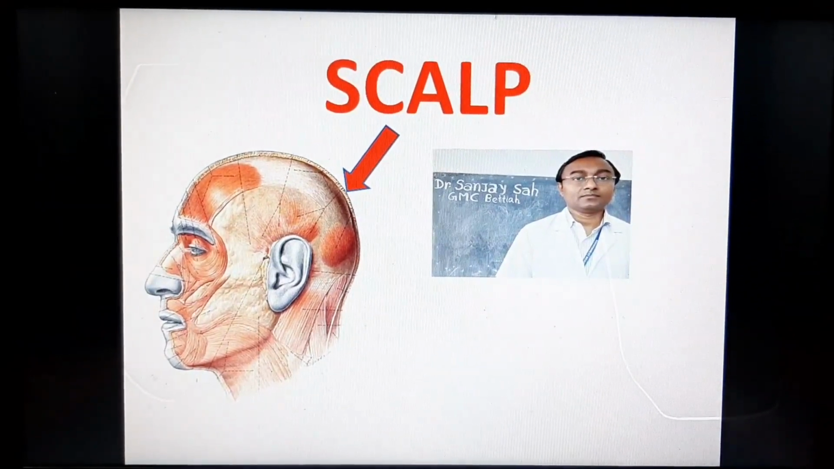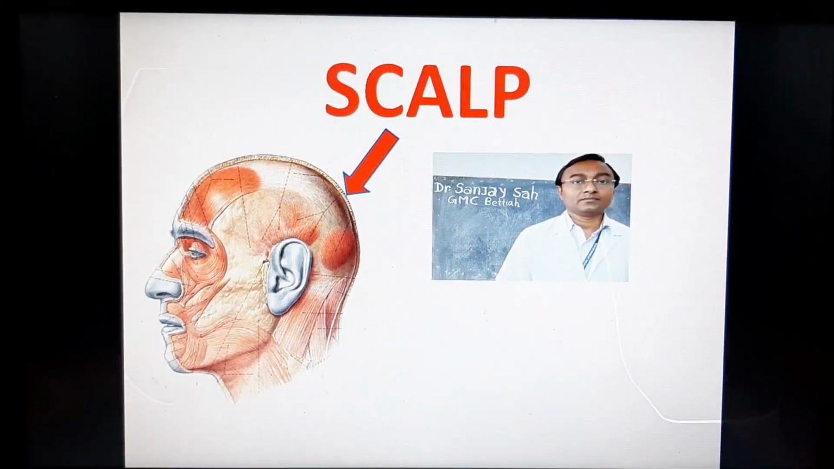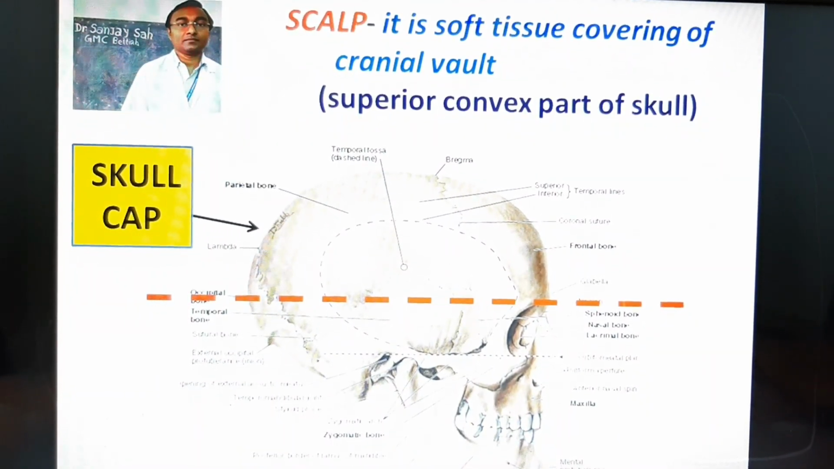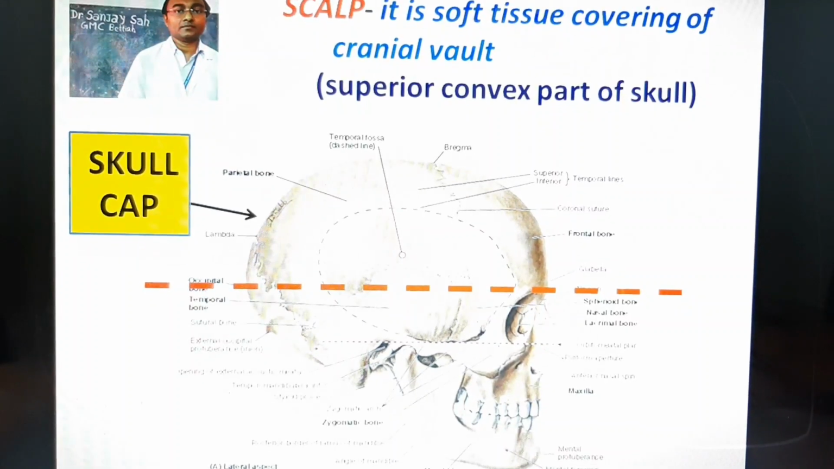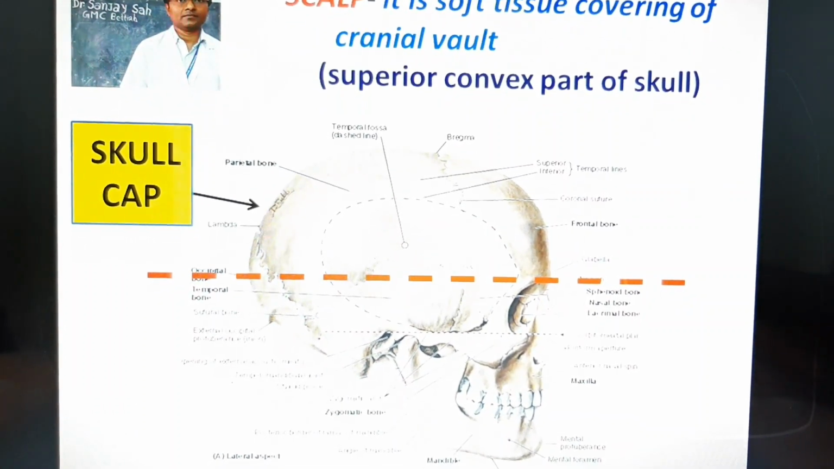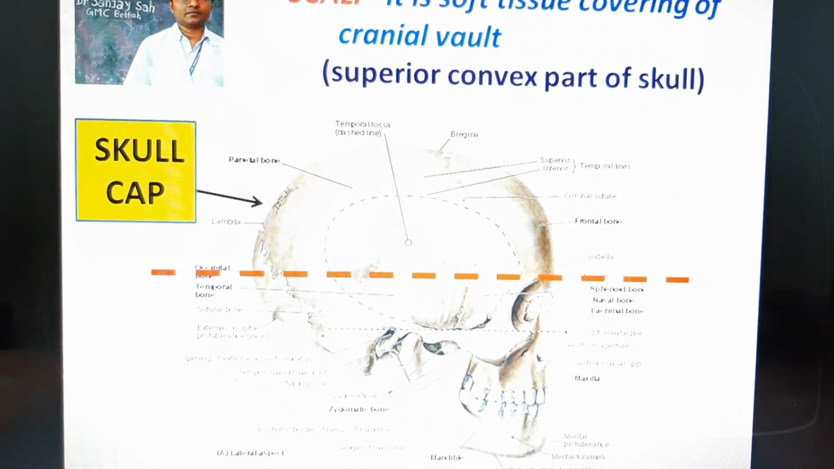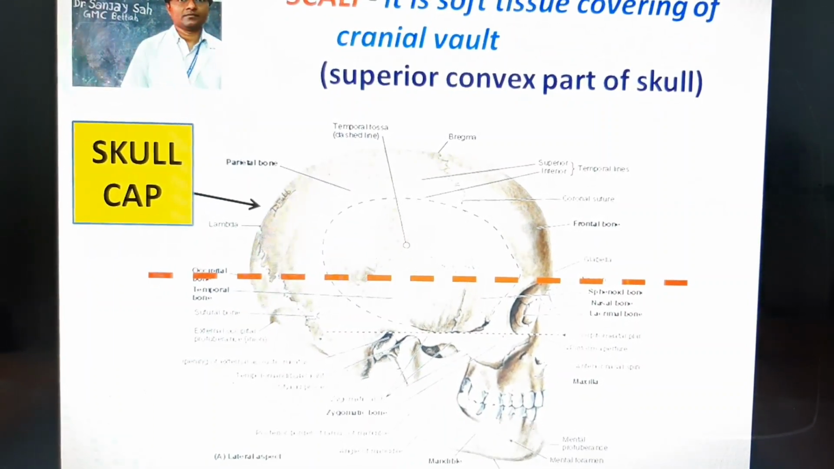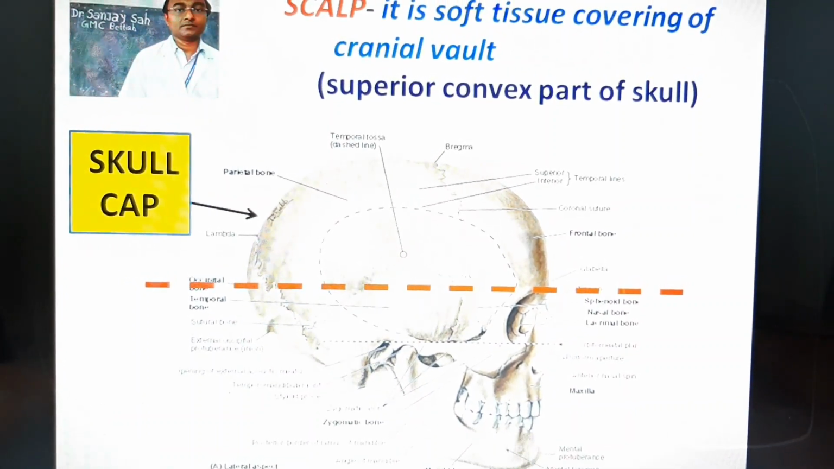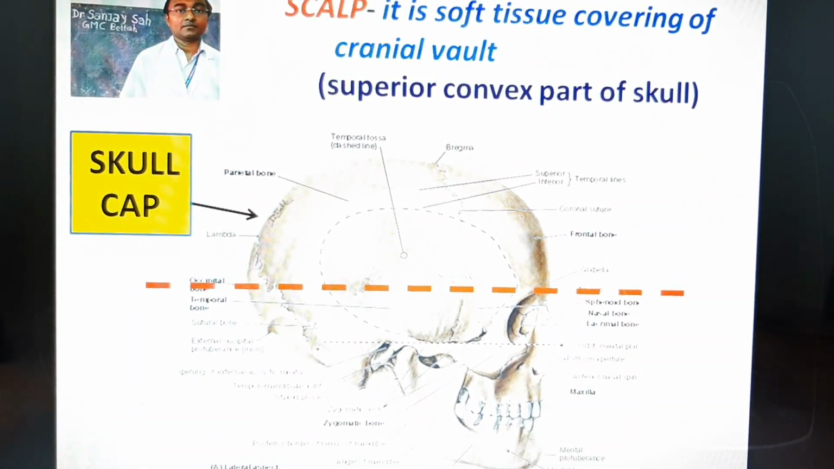Today I am going to teach you the scalp, a very small topic. What is a scalp? A scalp is the soft tissue covering of the cranial vault. Now coming to the term cranial vault. What is the cranial vault? It is the superior convex part of the skull. It is also known as the skull cap.